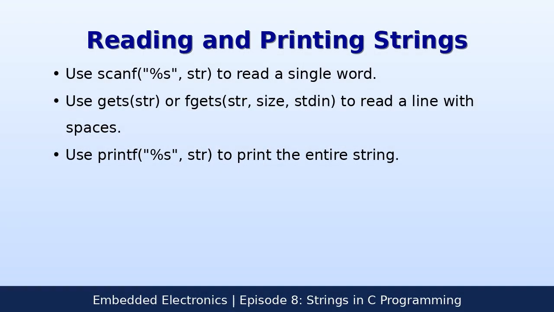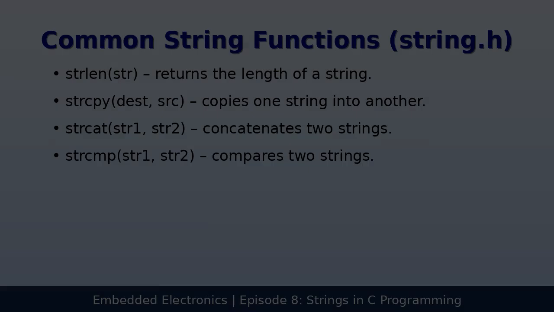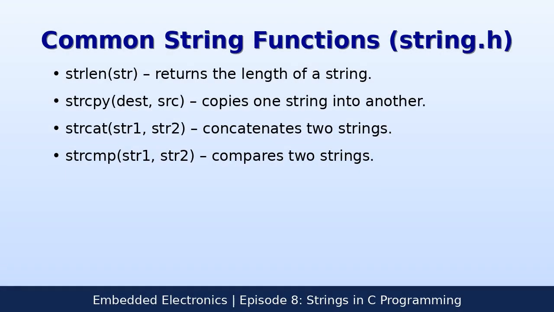You can read strings in C using scanf for single words, or gets and fgets for full sentences. To print a string, use printf with %s. C provides several useful string functions in string.h. strlen returns length, strcpy copies strings, strcat joins them, and strcmp compares two strings.